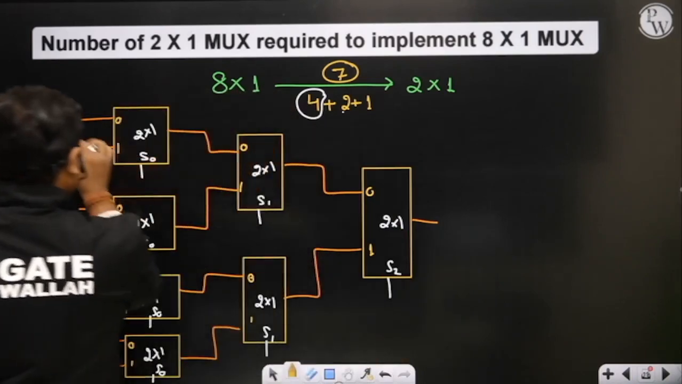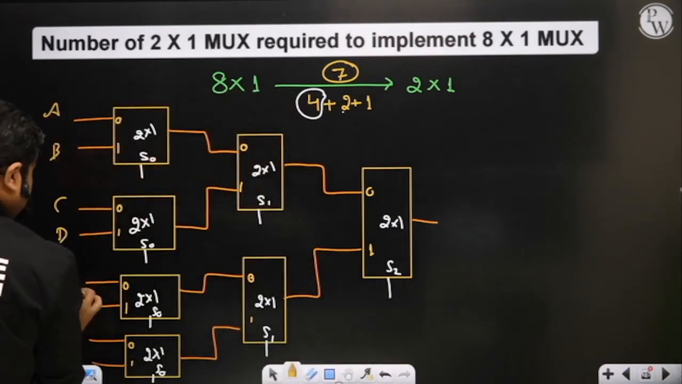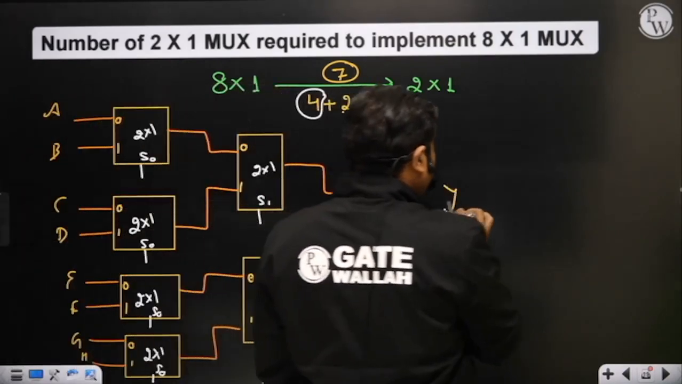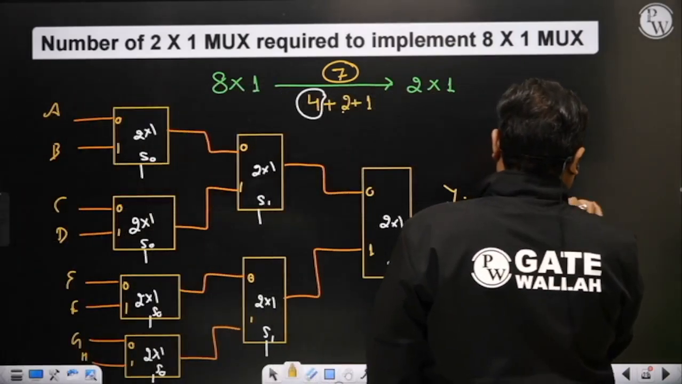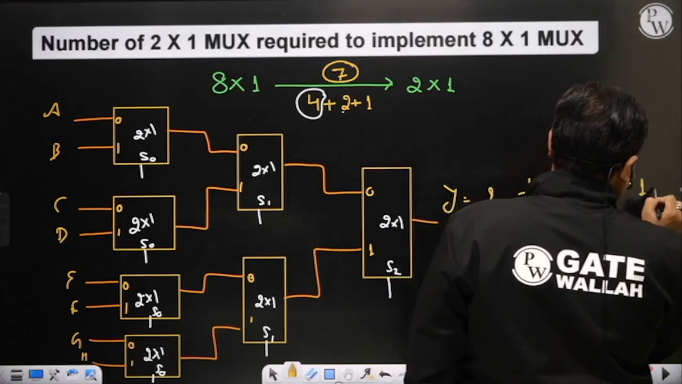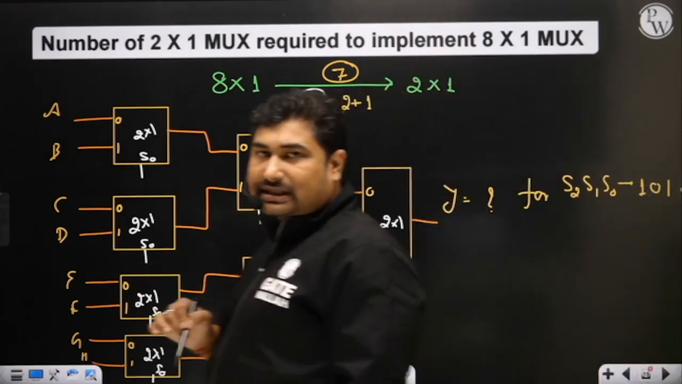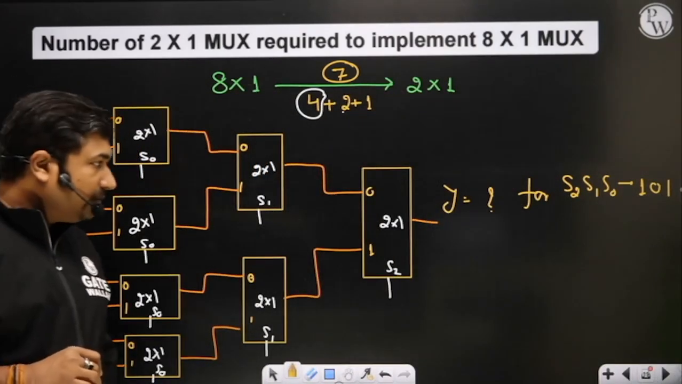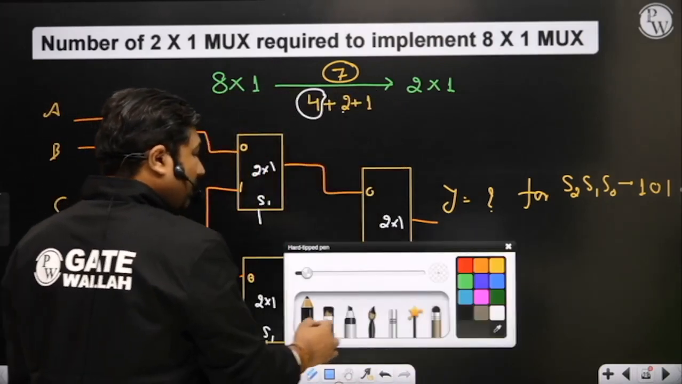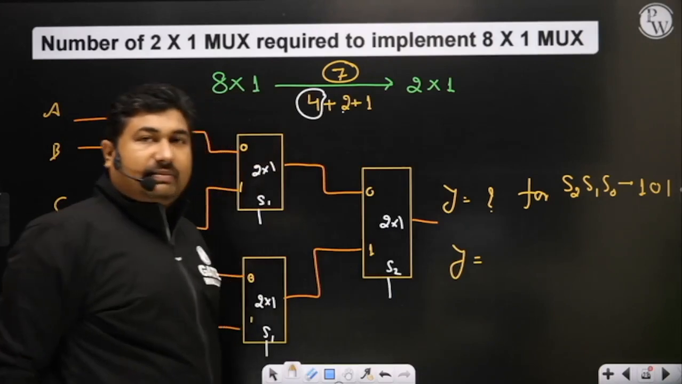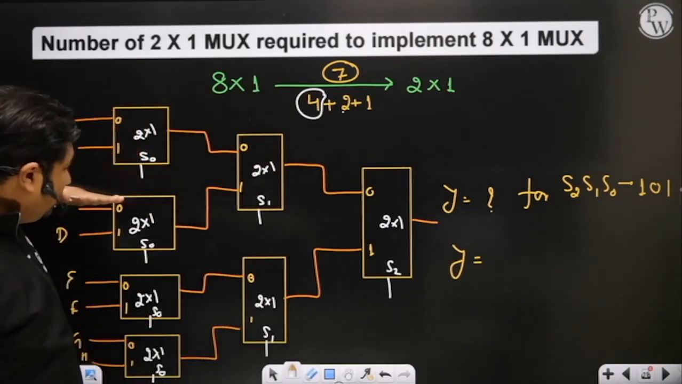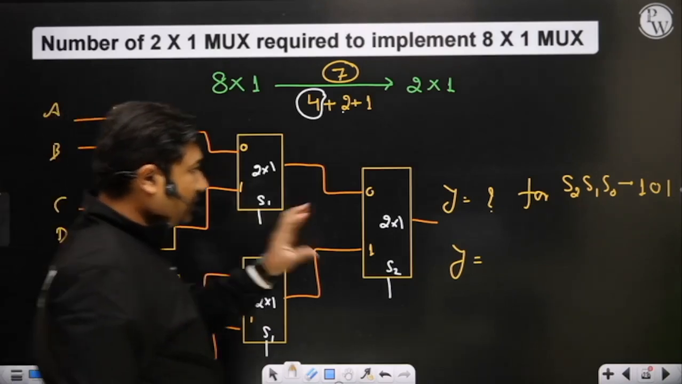Now, if I apply A, B, C, D, E, F, G, H, and I ask you to find the output Y for select S2, S1, S0 as 101. What is this select? Sir, binary of 5. So what is your output Y? You have selected binary of 5, so start counting from here: 0, 1, 2, 3, 4, 5. Sir, F is going to be transferred here.